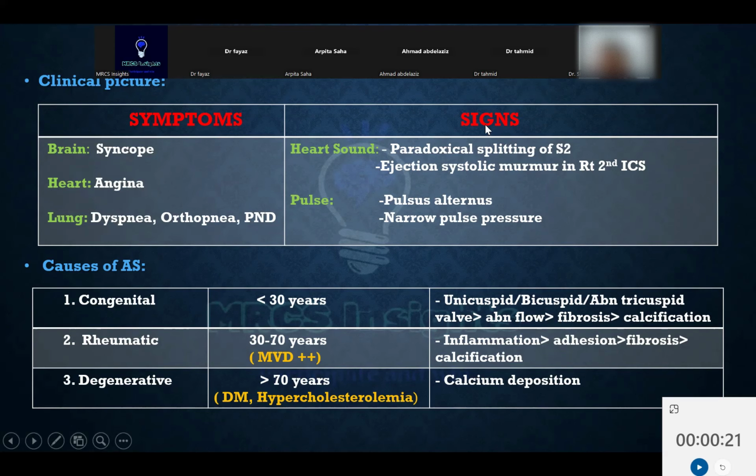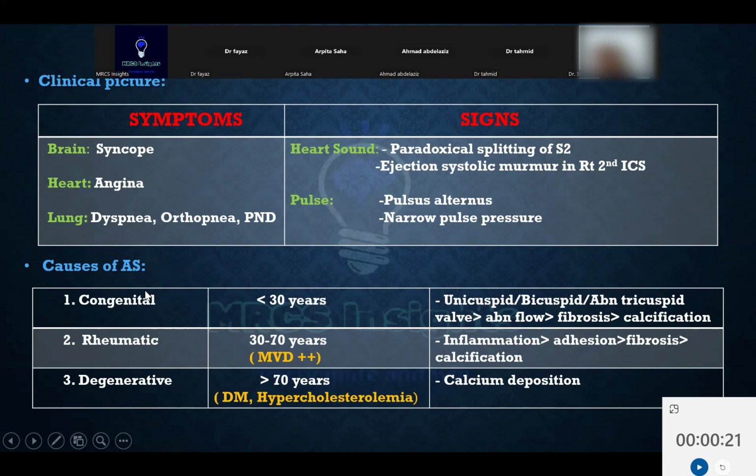And what will be the signs? In case of heart sound, there will be two abnormalities: paradoxical splitting of the second heart sound, and we will get an ejection systolic murmur in the right second intercostal space. And in case of pulse, there will be two abnormalities: one is pulsus alternans and another is narrow pulse pressure. So two findings with pulse and two findings with heart sound.